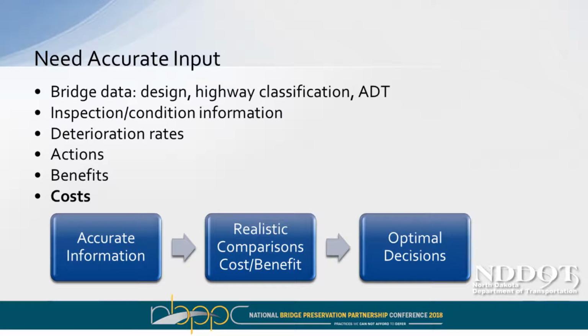We need accurate data input. The bottom line is, if we do not have good bridge data, inspection, and condition information, we aren't going to get anywhere. We need really good, reliable information. And then we need to work with deterioration modeling and deterioration rates. Then we can work with the actions, benefits, and again, the costs.